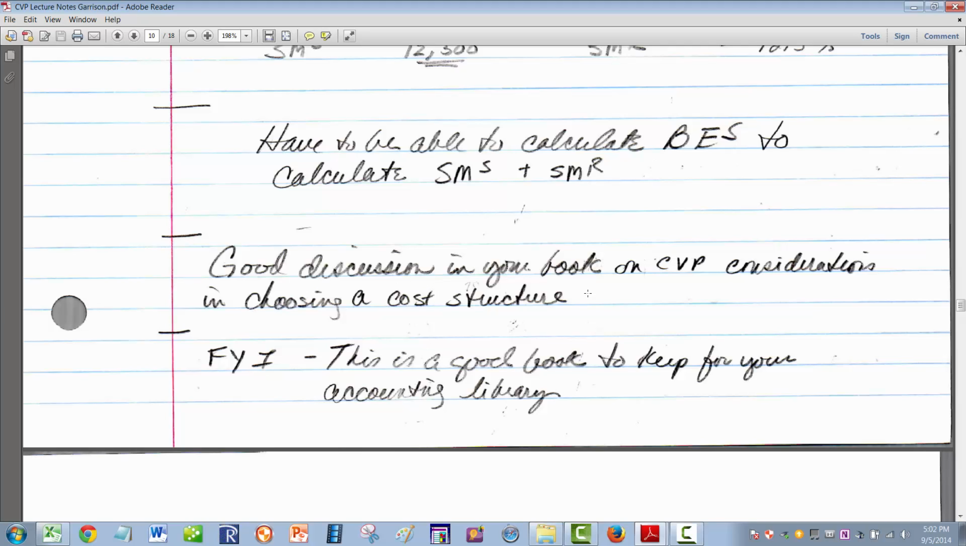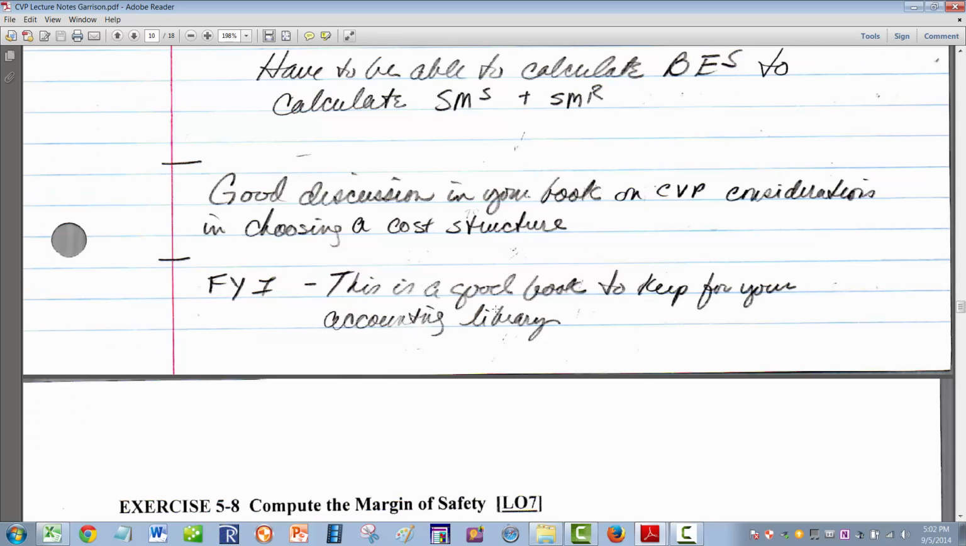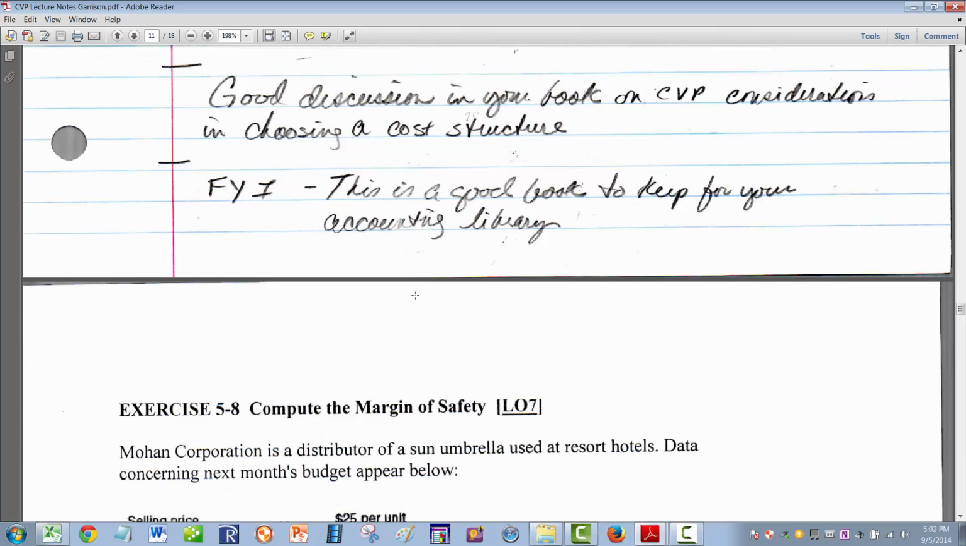So you want to look at that in order to be a complete accountant, but it's going to be more than I'm going to go through on a lecture here today. And FYI, this is a very good book to keep for your accounting libraries, and one of the reasons why I selected it for this class.